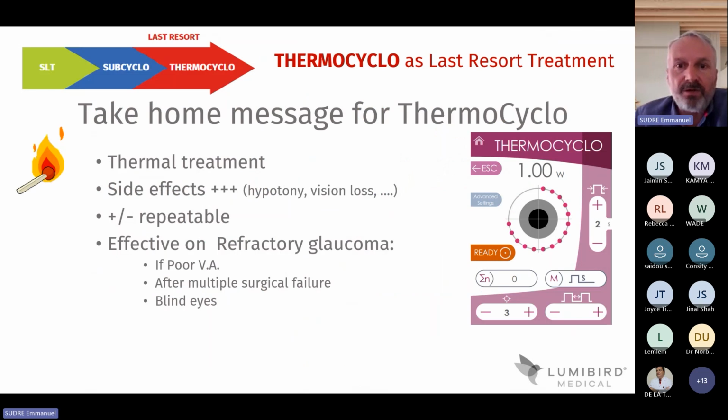It's not the topic, but you can rely on it, of course. So for thermocyclo, as it is a thermal treatment and has some side effects like hypotonia or vision loss, we recommend to use it with patients with poor visual acuity after multiple surgical failures or blind eyes.